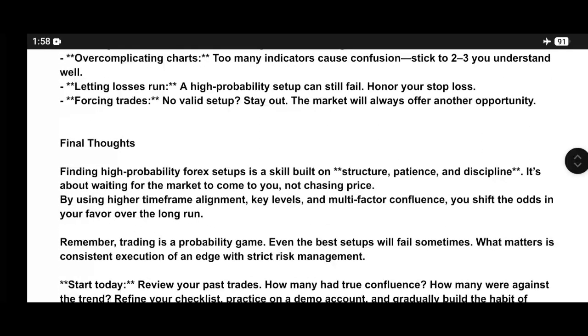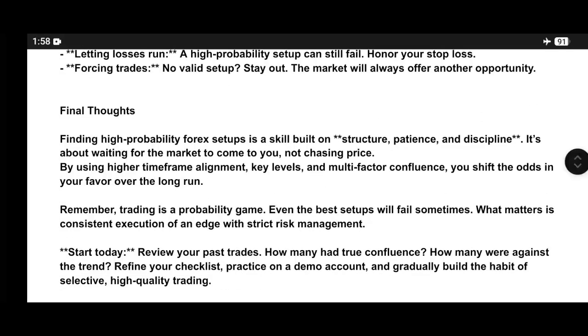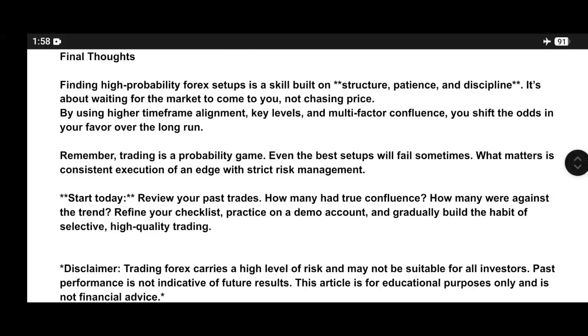Then my final thought on this video is this: finding high probability forex setups is a skill built on structure, patience, and discipline. By using higher time frame alignment, key levels, and multiple factor confluence, you shift the odds in your favor over the long run. Remember, trading is a probability game. Even the best setup will fail sometimes. What matters is consistent execution of an edge with strict risk management.